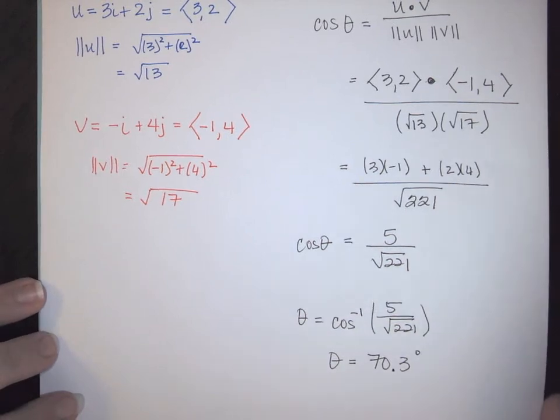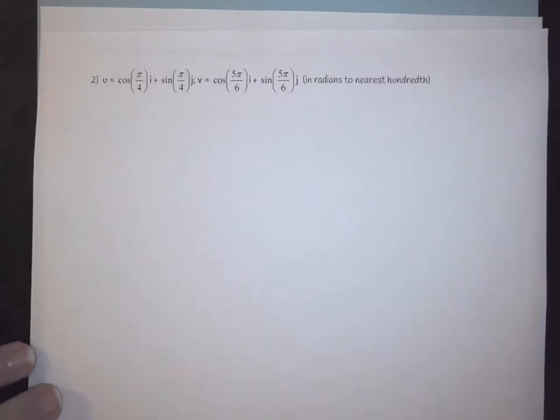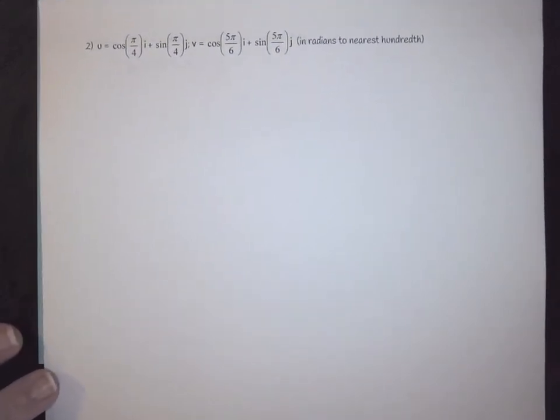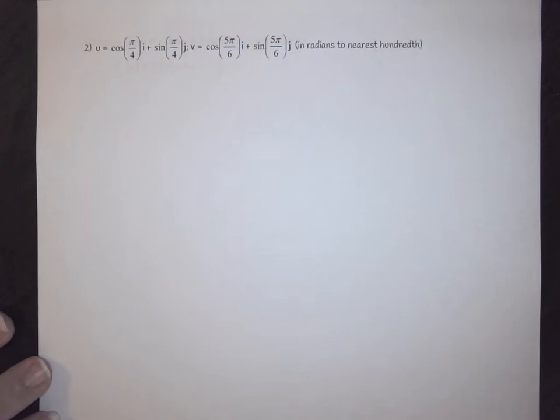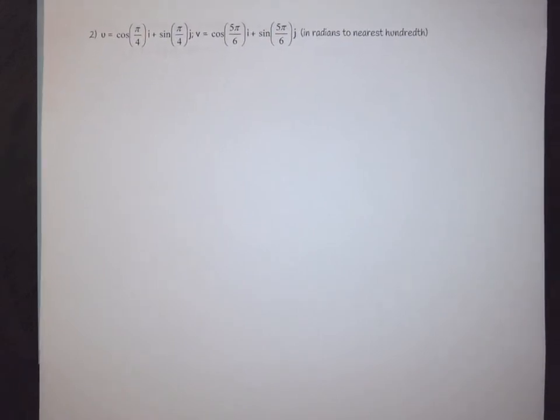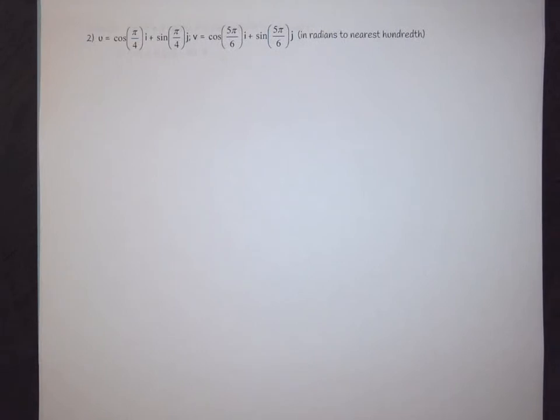Alright, let's look at another example of how you might see some of this written. Here we want you to round to the nearest hundredth, and we are told that u is the cosine of pi over 4 i plus the sine of pi over 4 j, and v is the cosine of 5 pi over 6 i plus the sine of 5 pi over 6 j. So we have to be able to go to component form.